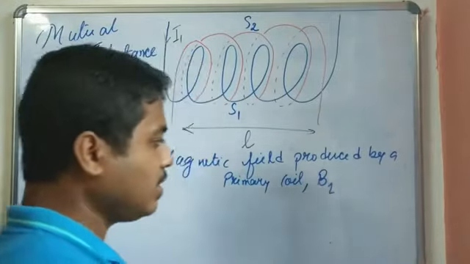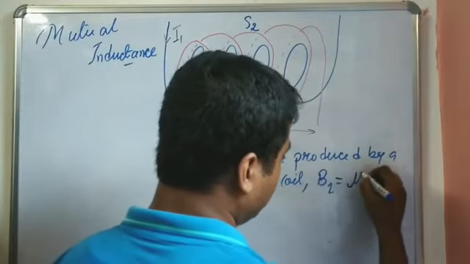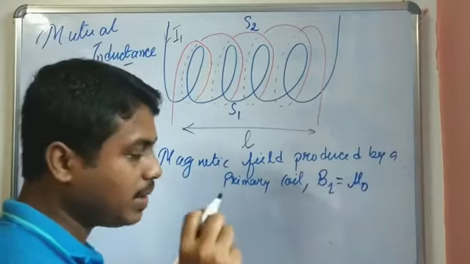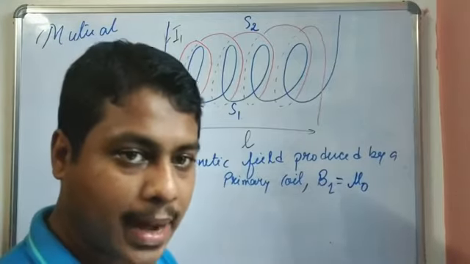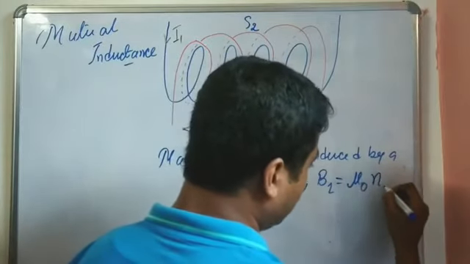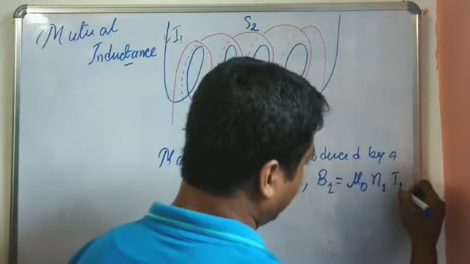I'll be writing this as, you have already got in the last class, B is equal to mu naught N i, that is the magnetic field produced by a solenoid. So mu naught N i, so it will be mu naught N1 into I1.